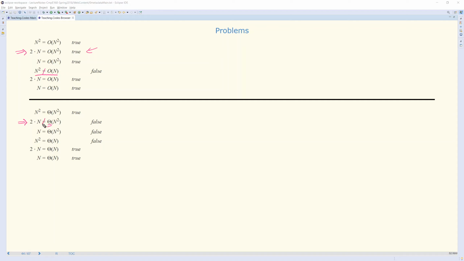So this was false. Saying n is equal to theta of n squared, similarly, that's not true. Saying n squared equal to theta of n, obviously that's not true. Saying 2n is equal to theta of n, remember, we don't care about these constant factors, so we can discard that constant value. So it would be n equals theta of n, which is true, which is also written in the last one. That was also true.